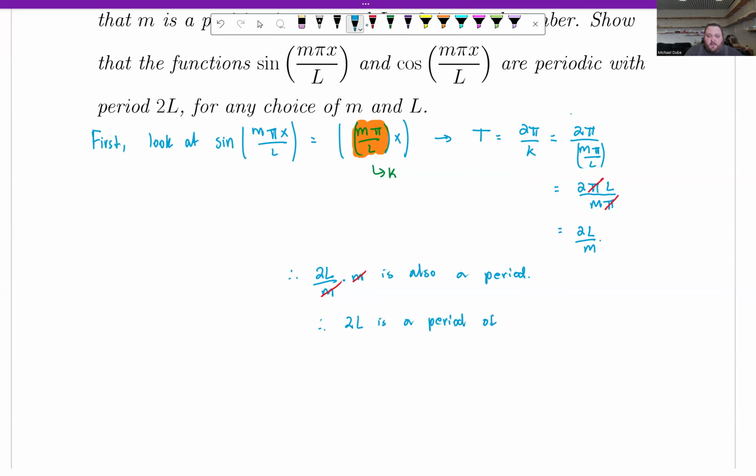of sine of m pi x over L, right? And the key word here is a period, right? There are infinitely many periods, right? And if we take any of our periods and multiply it by a positive integer, we get another period, right? Okay, so 2L is a period of sine. It's not necessarily the fundamental period of sine, and sine being sine of m pi x over L.